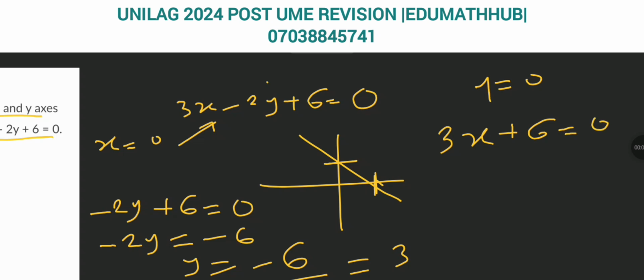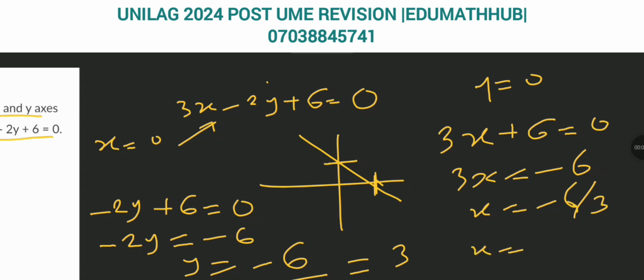Then just solve this simple equation. So 3x, take 6 to that side, you get minus 6. So divide both sides by 3, that will give you minus 6 over 3. So x is minus 2, if you solve that. So the answer is pretty straightforward.